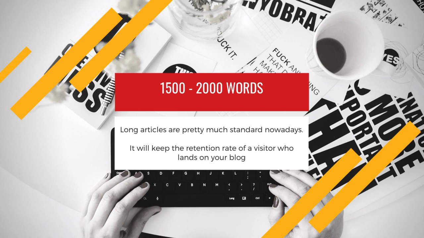If you took a look at the BuzzSumo examples in the previous lesson, you noticed that those articles were pretty long. They were about 1,000 to about 1,500 words. This type of article is pretty much standard nowadays.